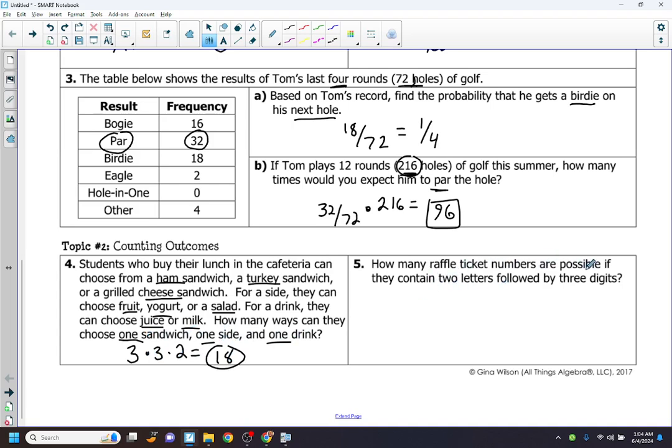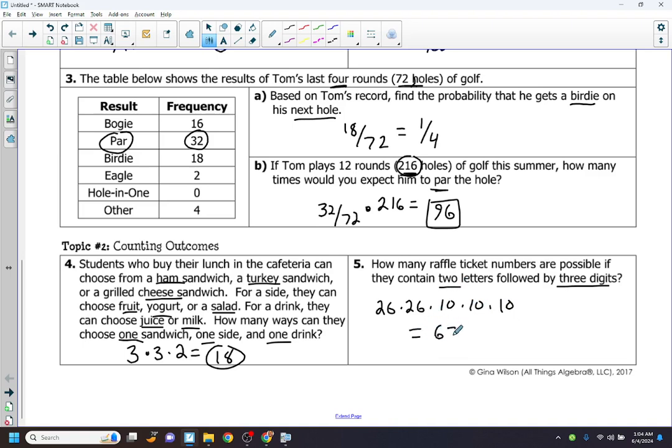How many raffle tickets are possible if the number contained 2 letters followed by 3 digits? So there are the first 2 letters. I have 26 options for my first letter, and then 26 options for my second letter. And I have 10 options for my first number, 10 options for my second number, and 10 options for my third number, because it's from 0 to 9.